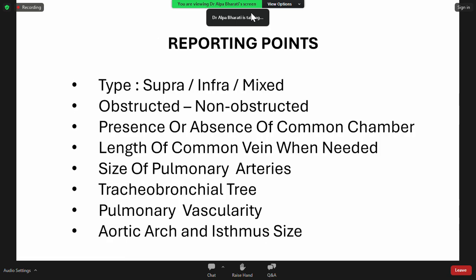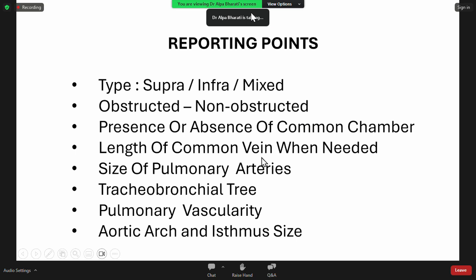So the reporting points that you must mention in the case of anomalous pulmonary venous connection is whether it is TAPVC or PAPVC, then whether it is supracardiac, infracardiac, or mixed, then whether it is obstructed or non-obstructed. Presence of common chamber is important to be mentioned. Also, if you have multiple tributaries draining into the vertical vein, you need to mention that so and so portion of the lung is draining through multiple tributaries into the vertical vein, especially when the common chamber is not there, because then it becomes difficult to correct such an anomaly.